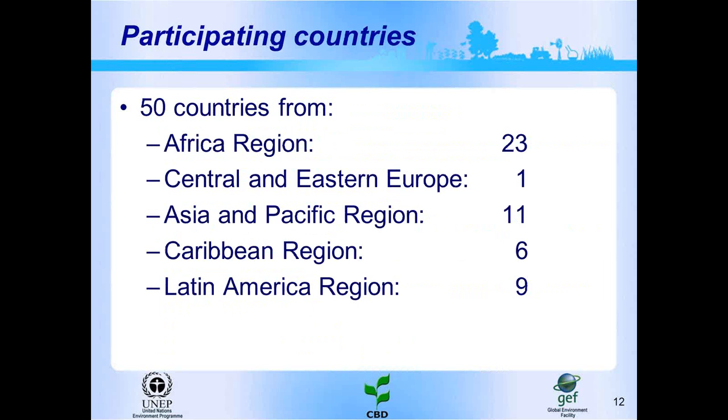Currently, there are 50 countries already participating in this project, and at this point, we are almost concluding it. We have almost 95% of all the target indicators already achieved. For the Africa region, we have 23 countries, and as you can see for the other regions, Asia Pacific 11, Latin America 9, and so on. So this is the distribution.